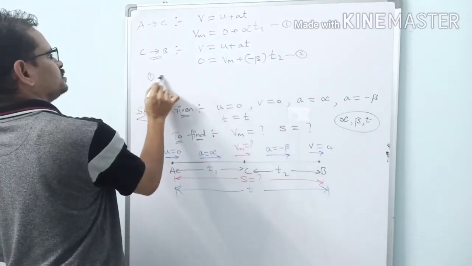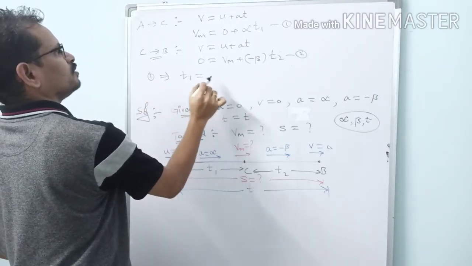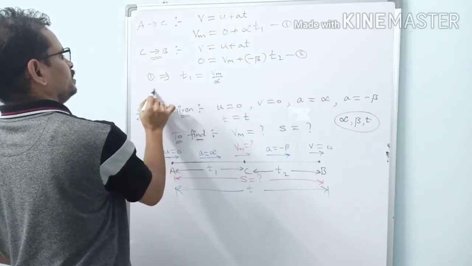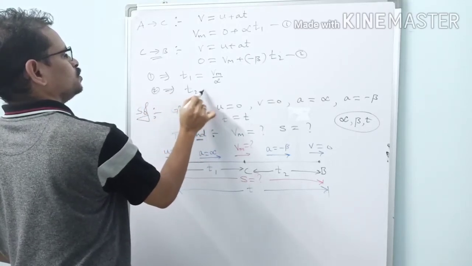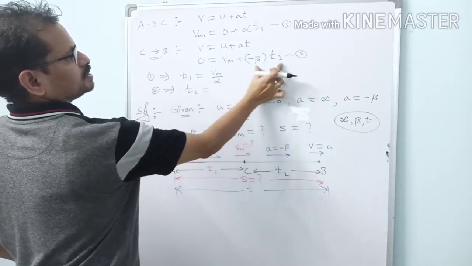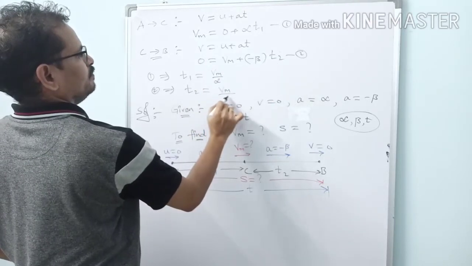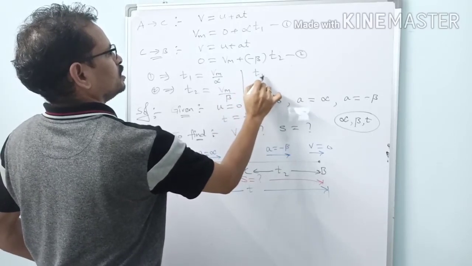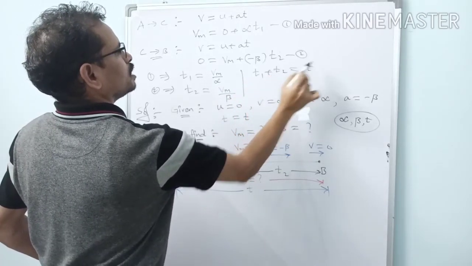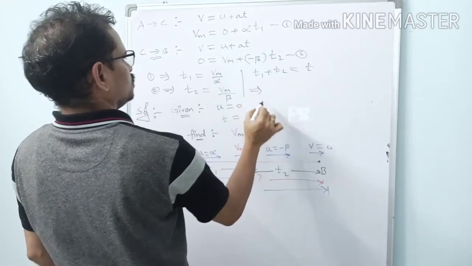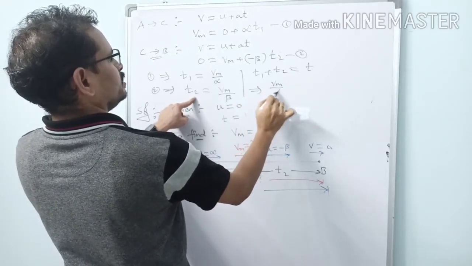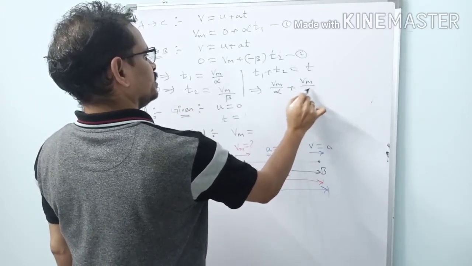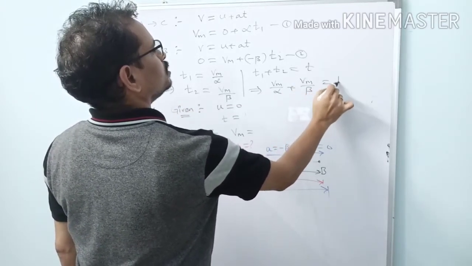So now, 1 implies t1 equal to Vm by alpha, and 2 implies t2 equal to Vm by beta. And we know that t1 plus t2 equal to total time t. This implies Vm by alpha plus Vm by beta is equal to t.